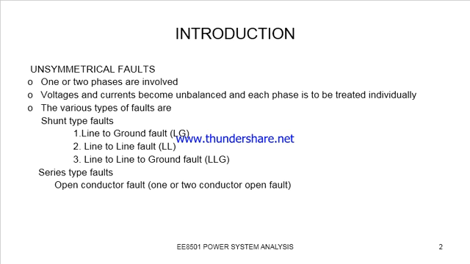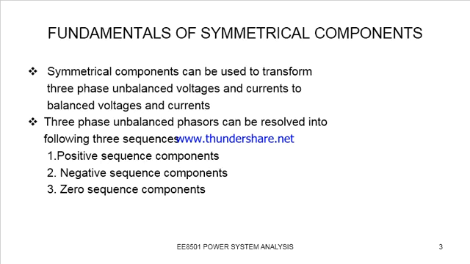The voltages and the currents become unbalanced and each phase is to be treated individually. They are not symmetrical in nature, right? Now, the shunt type faults are the LG fault, LL fault and LLG fault: single line to ground fault, line to line fault and double line to ground fault. The series type faults are the open conductor faults, where one or two conductors get open.